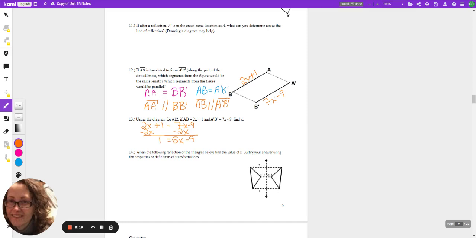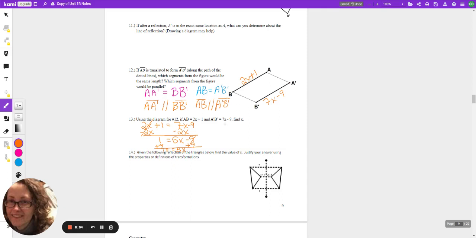Okay, so subtracting 2x from both sides, we get rid of the 2x's on the left, and 7x minus 2x gives us 5x. Now I want to move all of my numbers to the left side. I'm going to do that by using the opposite of negative 9, which is a positive 9 or a plus 9. We get rid of the 9's on the right side. And that gives me 5x equals 10.